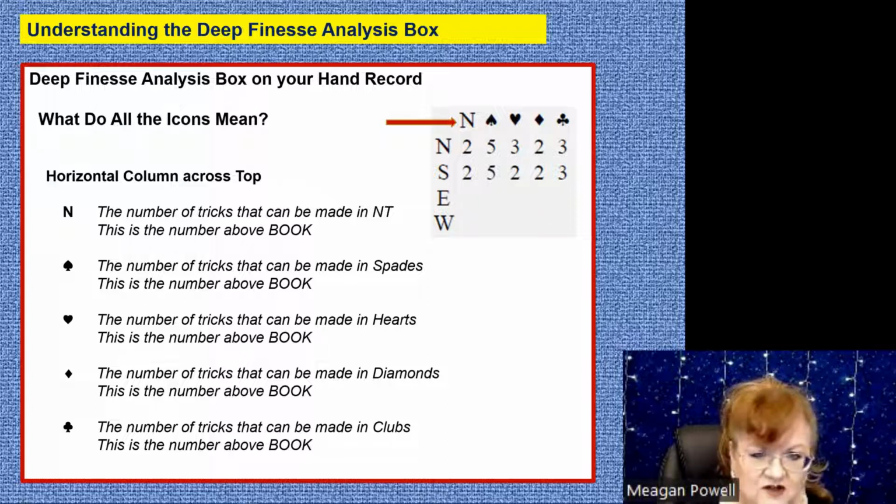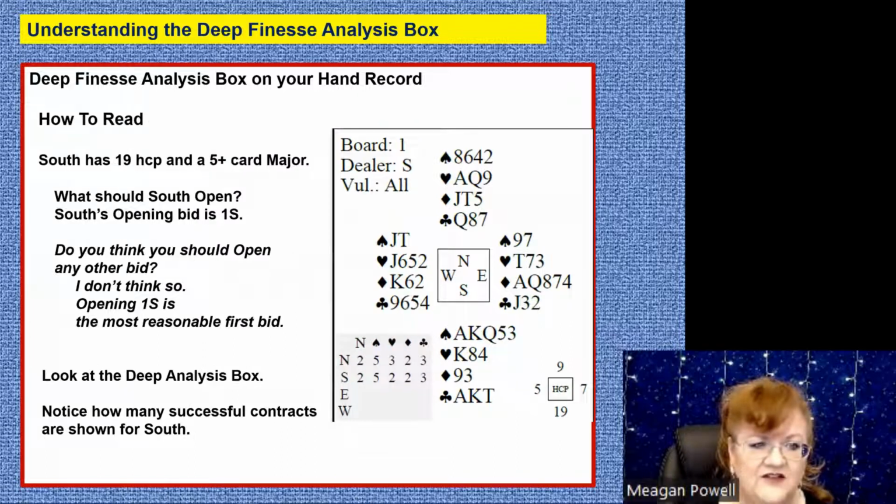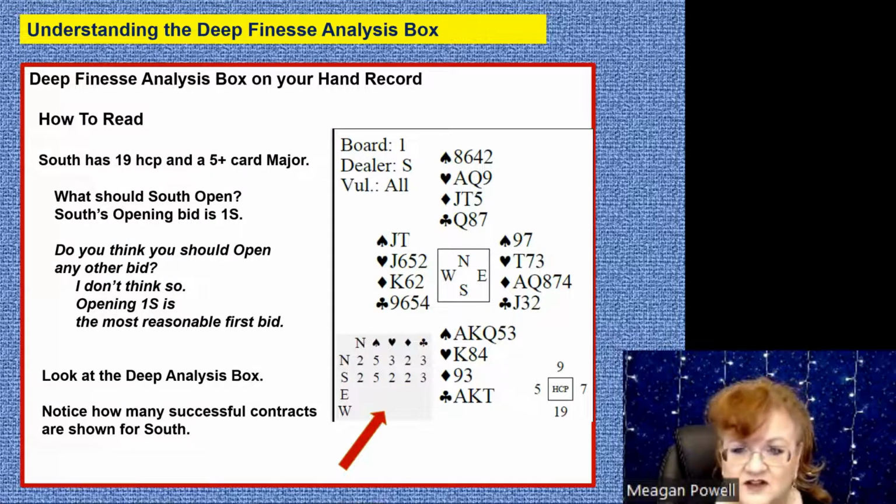So let's take a look at how this general information actually matches up with an actual hand. This is the hand that it's associated with, and how to read this box and how to consider the information it's giving you. This is board 1. It'll tell you that south is the dealer up here in the left. It'll even give you the high card points down here in the right. And then you see this deep finesse analysis box in the lower left.